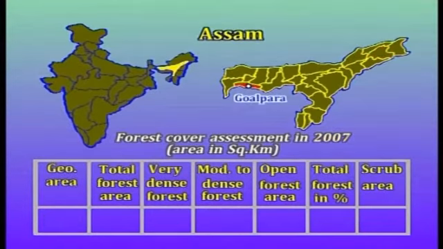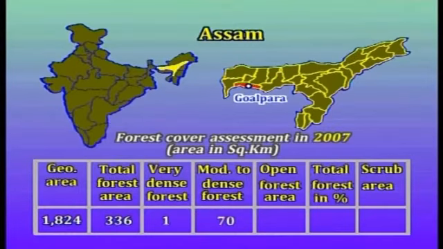District Goalpara. The geographical area of Goalpara district of Assam is 1,824 square kilometers in 2007. The total forest cover is 336 square kilometers, out of which the very dense forest cover is 1 square kilometer. The moderate to dense forest cover is 70 square kilometers. The open forest cover is found to be 265 square kilometers. Altogether, these forests cover about 18.42% of the geographical area of the state. The scrub cover is also found to be 9 square kilometers.